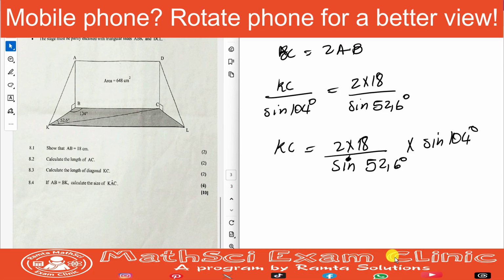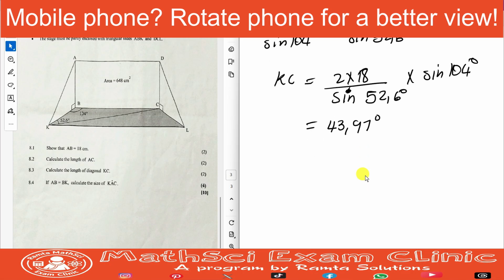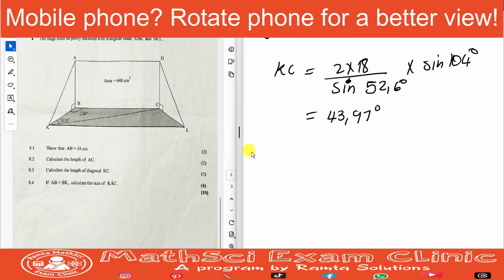All multiplied by sine 104. What do we have? So we got 43,97 degrees. Right. Now let's go to 8.4. Oh, sorry. KC, guys, is not in degrees, it is in centimeters. My mistake. Thank you. Now, 8.4.